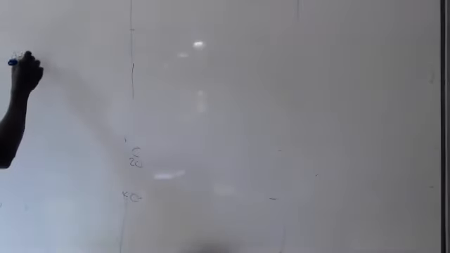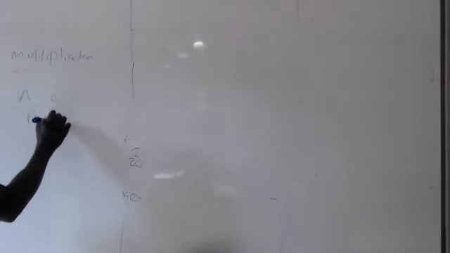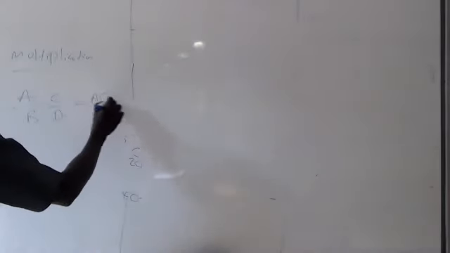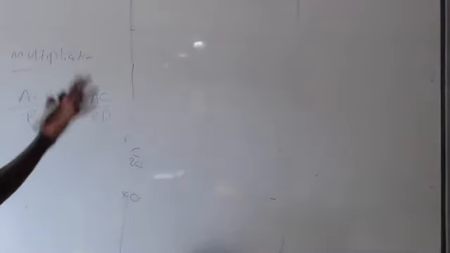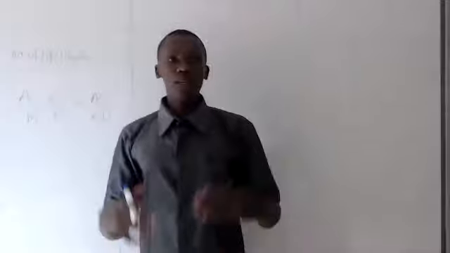So for multiplication, it's very simple. That's the way you multiply two fractions. Let's say A divided by B times C divided by D. It's the same way you multiply rational expressions. Just take A times C divided by B times D. So you multiply the numerators, multiply the denominators, and see if you can simplify further by factorization.